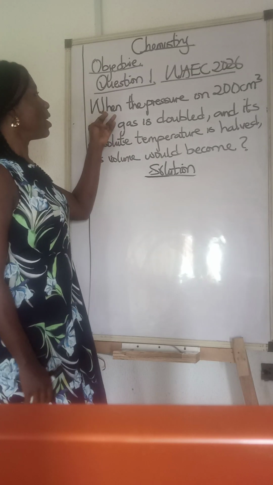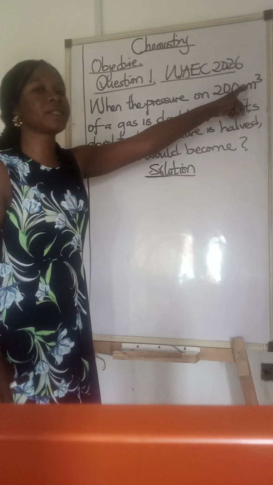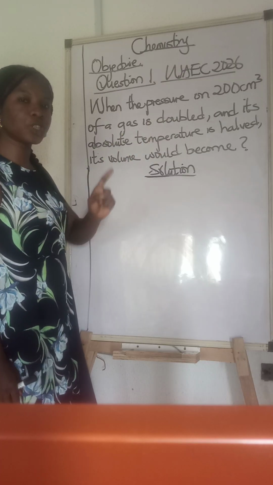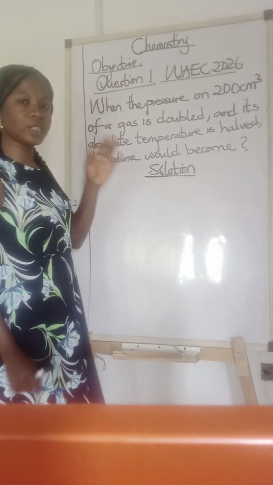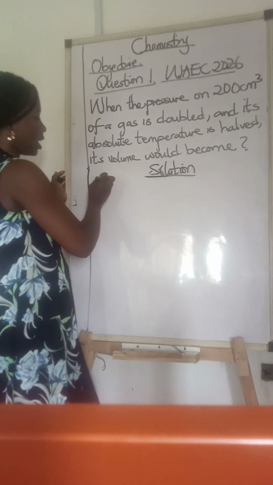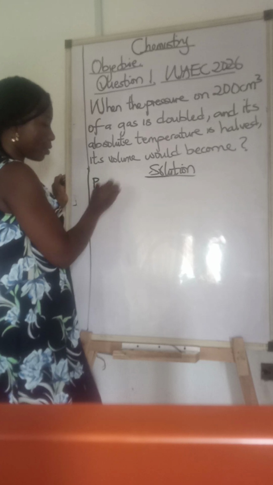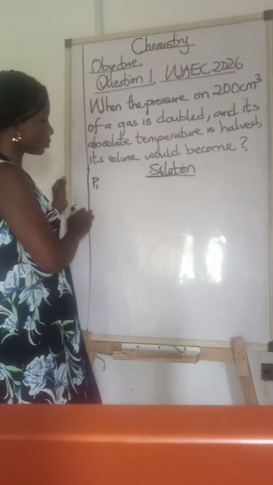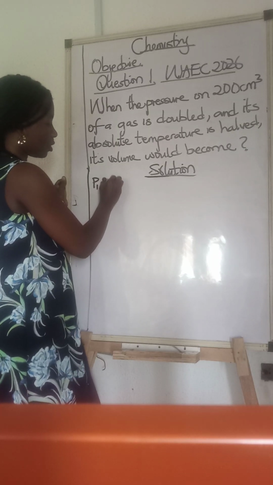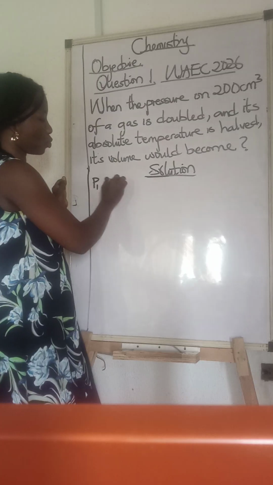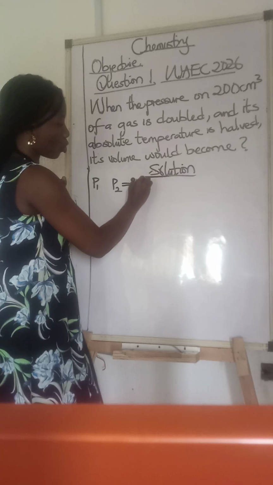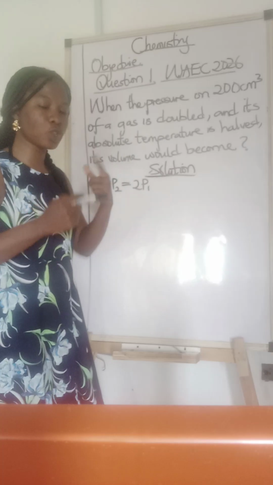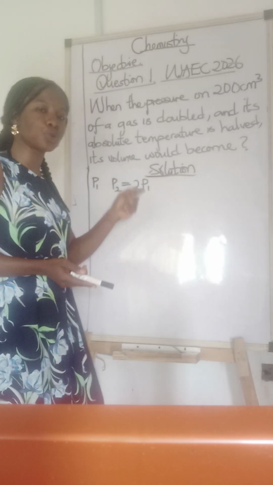It says, when the pressure on 200 cm cube of a gas is doubled. They said when the pressure on this volume is doubled. That means there is an initial pressure and there is a final pressure. Let's say the initial pressure to be P1. So we have the final pressure, the second pressure, to be P2, which is double of P1. We weren't given volume. They just compared the first pressure to the second pressure.